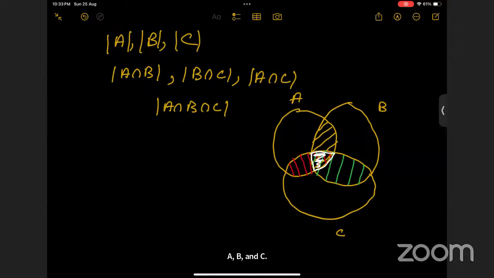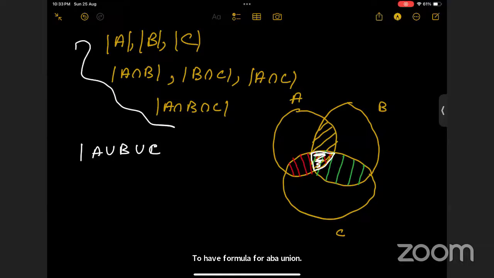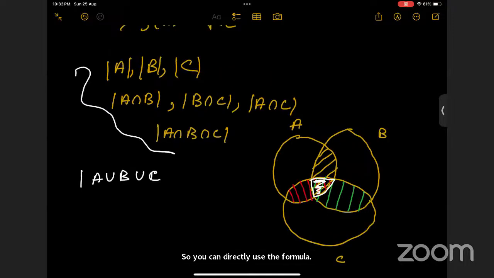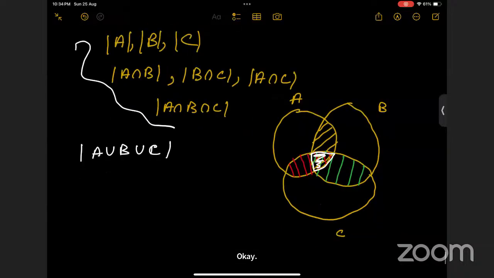So when you have the cardinalities, you have a formula for A union B union C, right? You can directly use the formula and put the values there. You can find the cardinality of A union B union C, and then solve the question this way. This is a general hint for solving the question. That is the main Venn diagram concept.